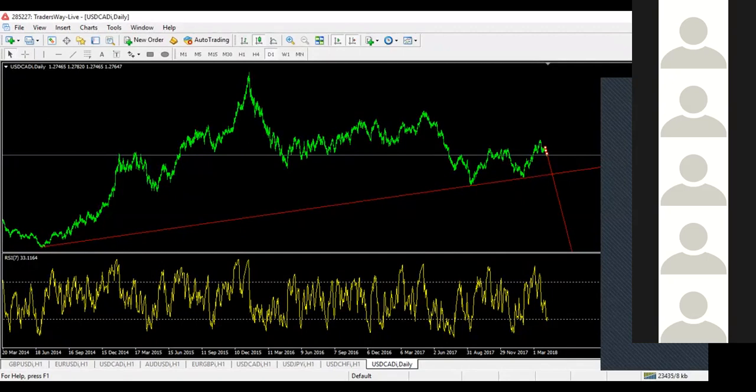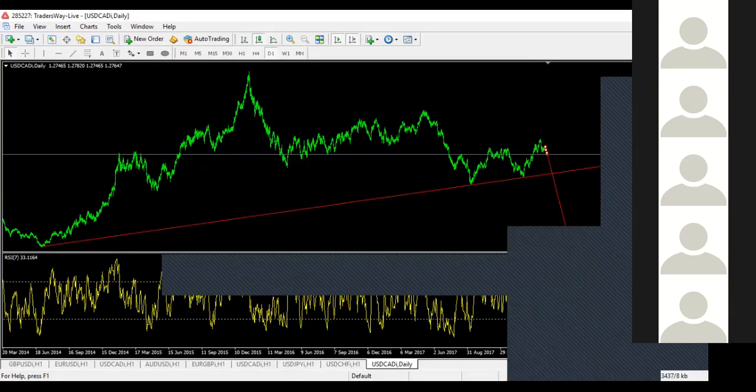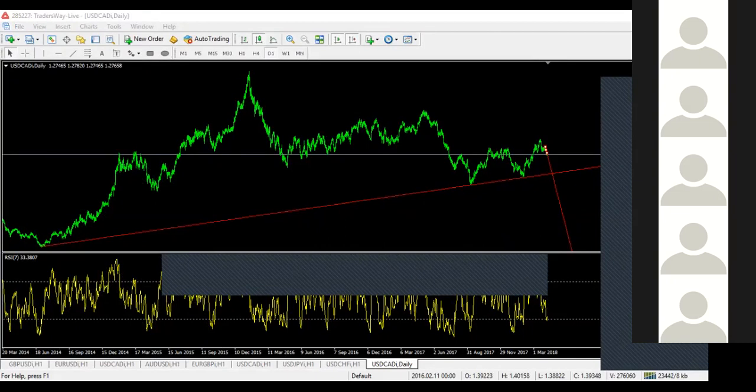Does this make sense so far, guys? I hope this makes sense so far. Okay, good. So just always remember that. Never go against the trend. Always trade in the direction of the trend. All right, so that being covered, let's move on to some other things.